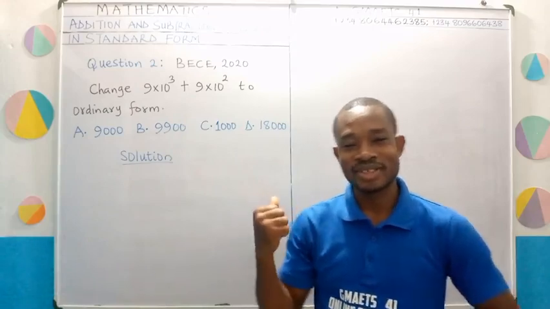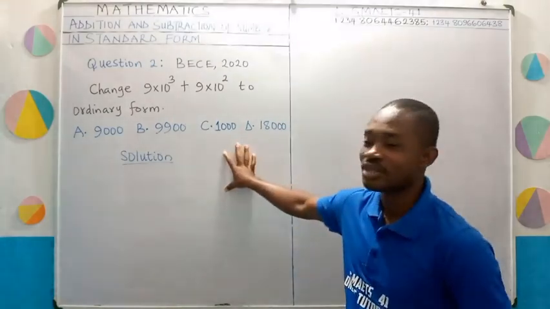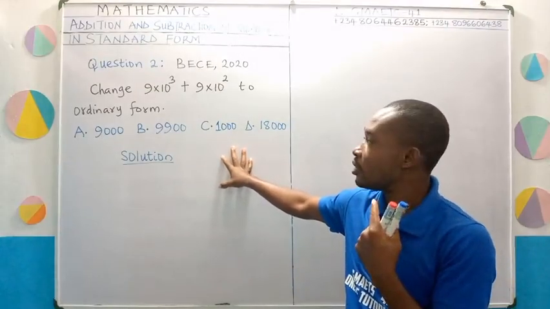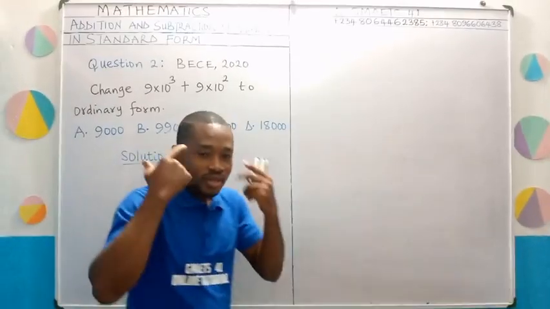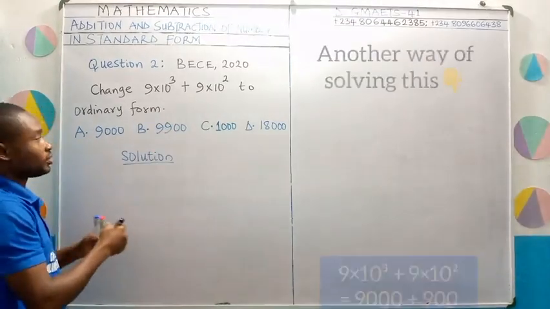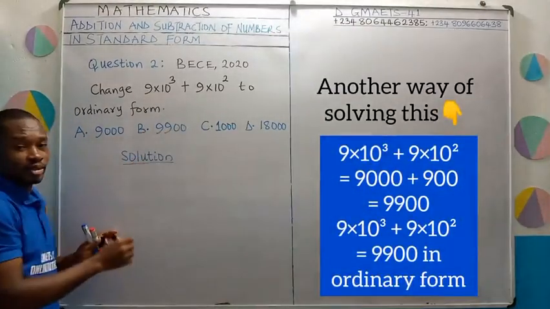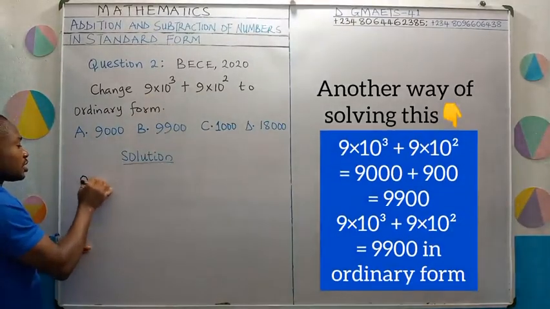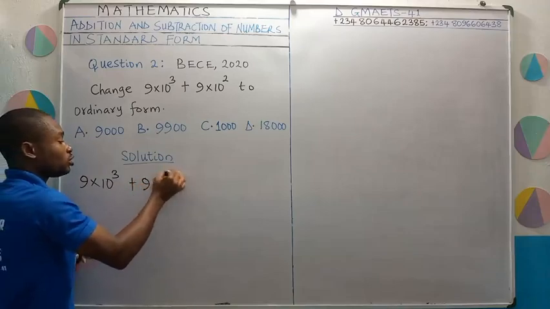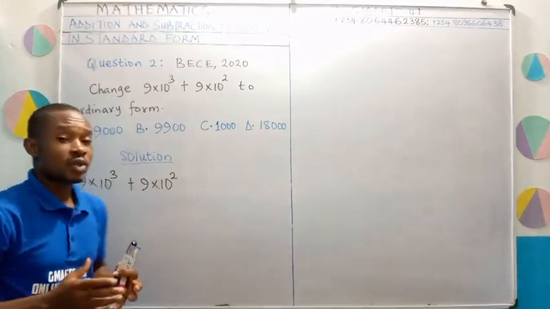So I decided to come up with this question, so we can see how we can get our answer in ordinary form. But we still need to use the knowledge of standard form to add this up, even though there is another way one can decide to do it. The question here is 9 times 10 to the power 3 plus 9 times 10 raised to the power of 2. So this is what I'm going to do.